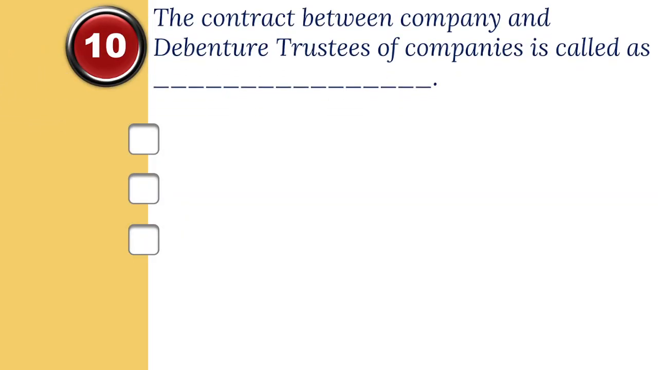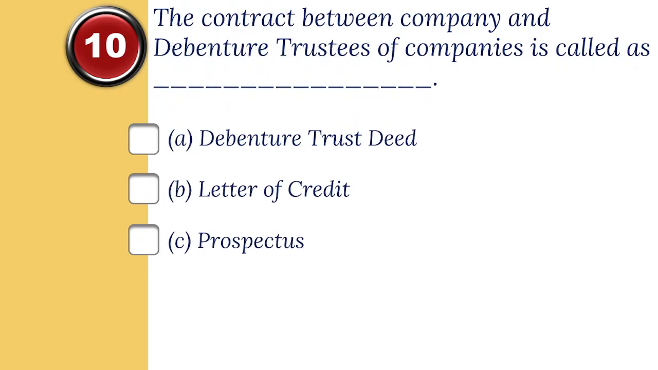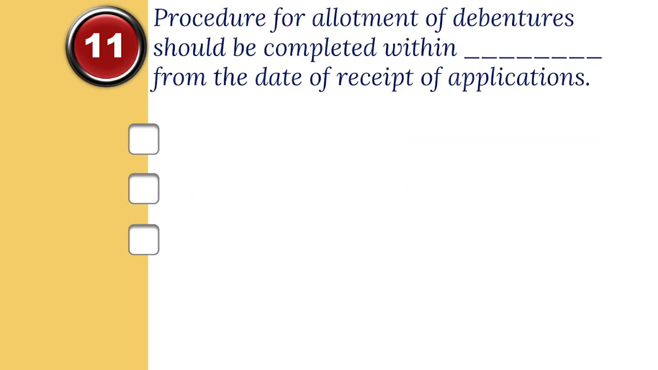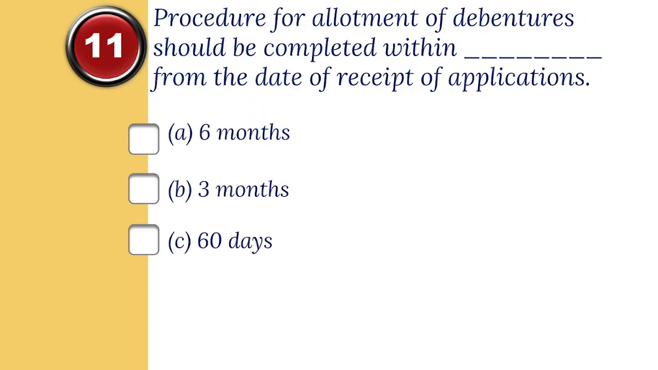10. The contract between company and debenture trustees of companies is called as dash. The options are A. Debenture trust deed, B. Letter of credit, C. Prospectus. And the correct option is A. Debenture trust deed. 11. Procedure for allotment of debentures should be completed within dash from the date of receipt of applications. The options are A. 6 months, B. 3 months, C. 60 days. And the correct option is C. 60 days.